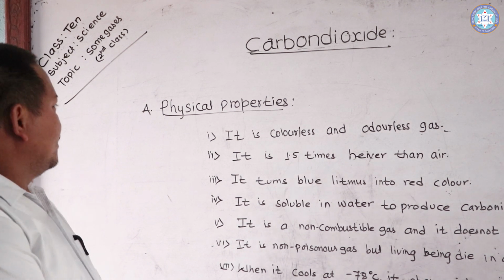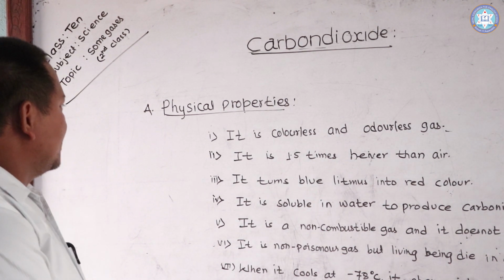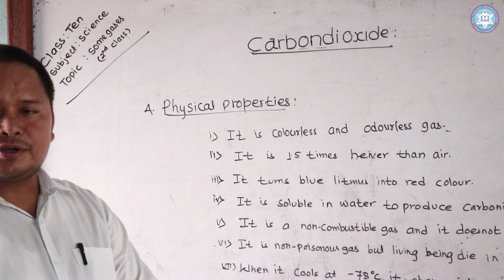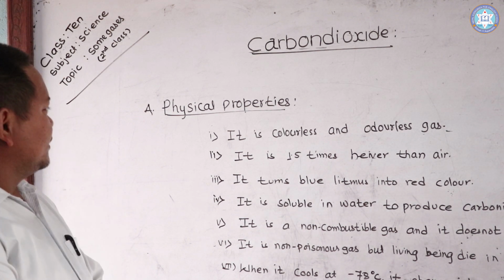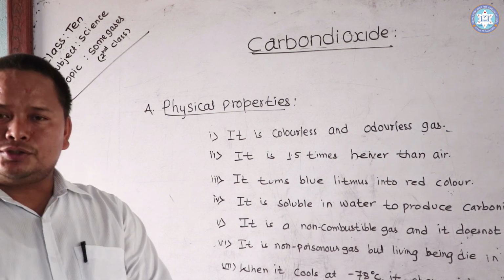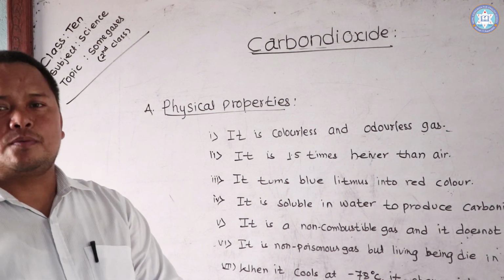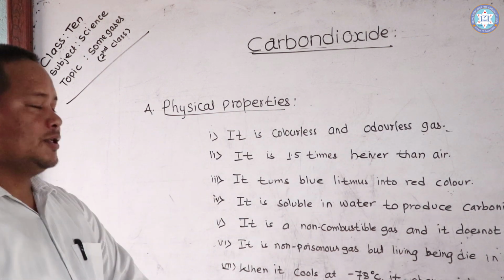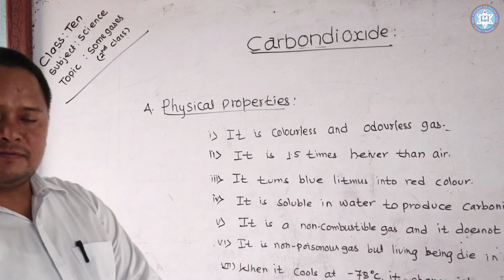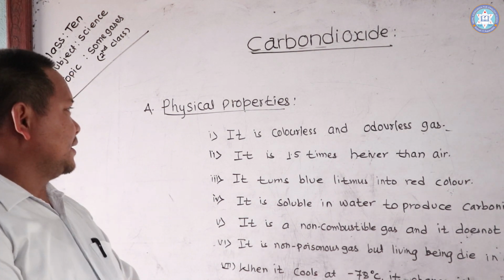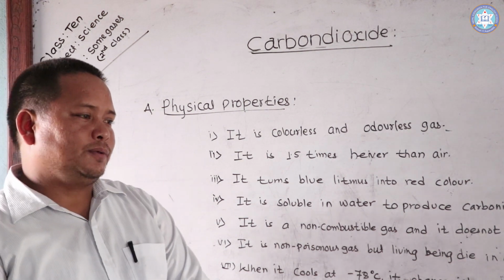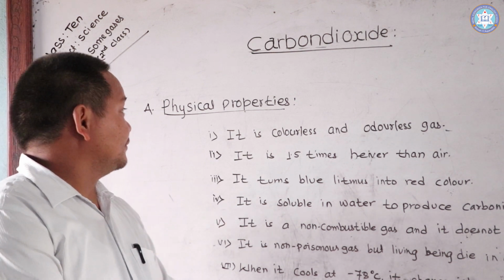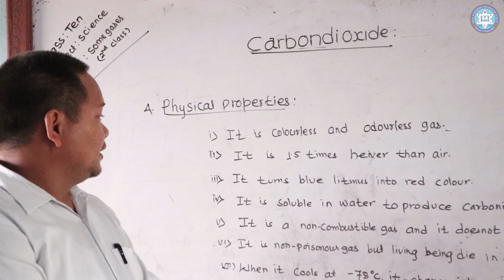Student, now we are going to discuss the properties of carbon dioxide gas. The properties are divided into two parts: chemical properties and physical properties. First, I am going to describe the physical properties of carbon dioxide gas. Physical means, you know, हेर्दा सुन्दा जस्तो देखिन्छ, त्यसैलाई physical properties भनिन्छ.